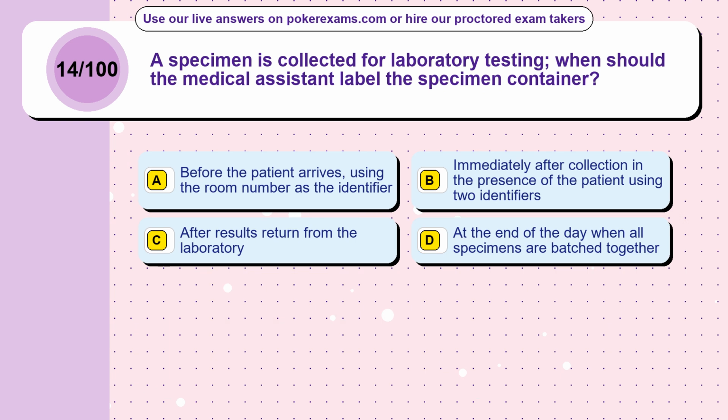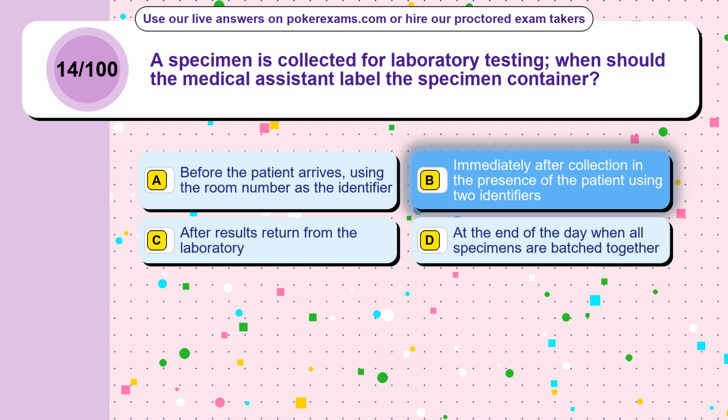Question 14. A specimen is collected for laboratory testing. When should the medical assistant label the specimen container? Option A. Before the patient arrives, using the room number as the identifier. Option B. Immediately after collection in the presence of the patient using two identifiers. Option C. After results return from the laboratory. Option D. At the end of the day when all specimens are batched together. The correct answer is option B.